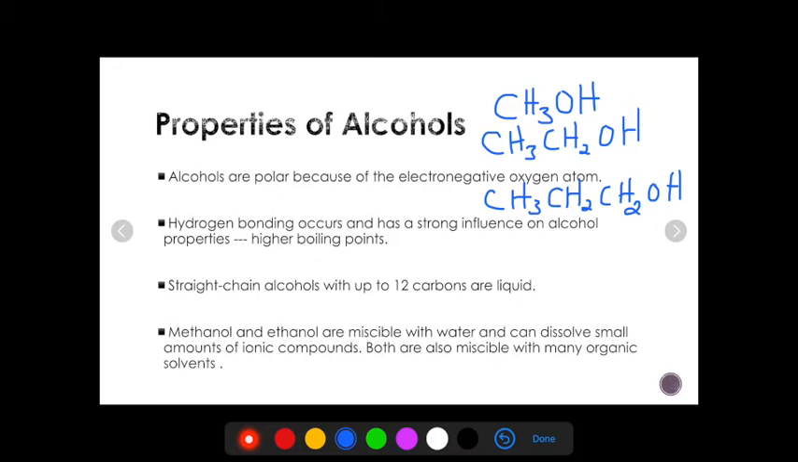And then methanol and ethanol can even dissolve small amounts of ionic compounds. For example, sodium chloride is an ionic compound. So methanol and ethanol can dissolve small amounts of ionic compounds. And they're also miscible, which means they dissolve in organic solvents as well.